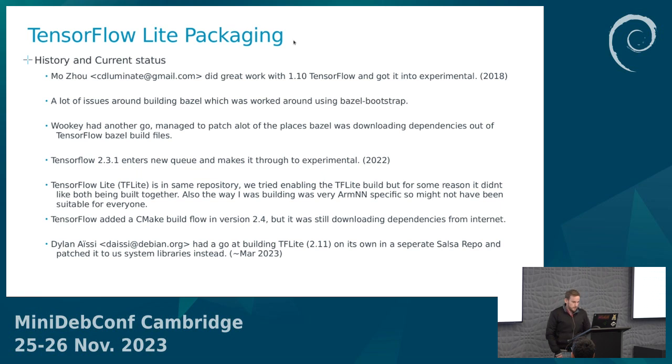But thankfully, TensorFlow added a CMake build option in 2.4, which suits Debian a bit better. But unfortunately, it still downloads dependencies from the internet, which obviously doesn't work. So then Dylan Aisi had another go with TF Lite 2.11 in its own Salsa repo, and he done a lot of work to get it to use system libraries, which suits Debian. But it wasn't fully finished, and he was kind of hoping that it would go into the proper TensorFlow repo in Salsa.